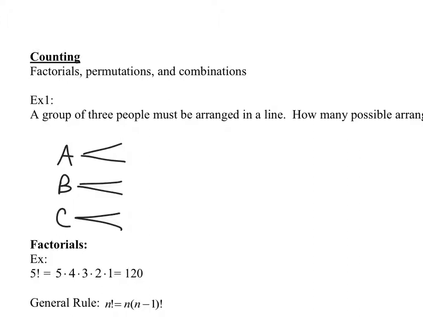So once A is situated, A can't be in the second position in line. When A's in first position, then only B or C can occupy the second position. Same idea for C being in the first position, then only A or B in the second position. Now, you can already see how this could get out of hand if you have 20 people that you need to arrange in a line.